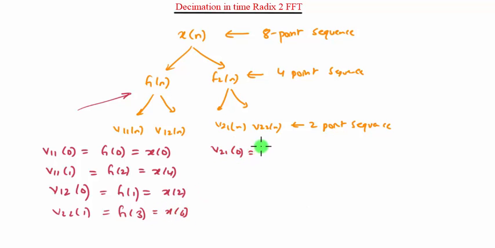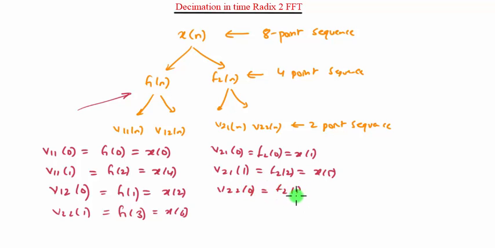v21 of 0 is equal to f2 of 0 is equal to x of 1. v21 of 1 is equal to f2 of 2, that is equivalent to x of 5. v22 of 0 is equal to f2 of 1, that is x of 3. v22 of 1 is equal to f2 of 3, that is x of 7. Now we are going to perform the 3 stages of computation, that will be the first stage, second stage and third stage. So let us go for the first stage computation.